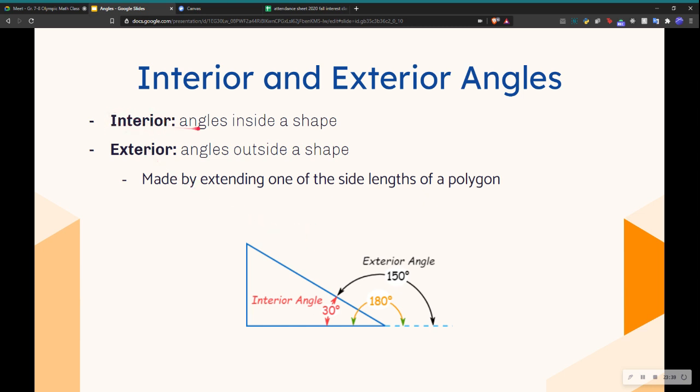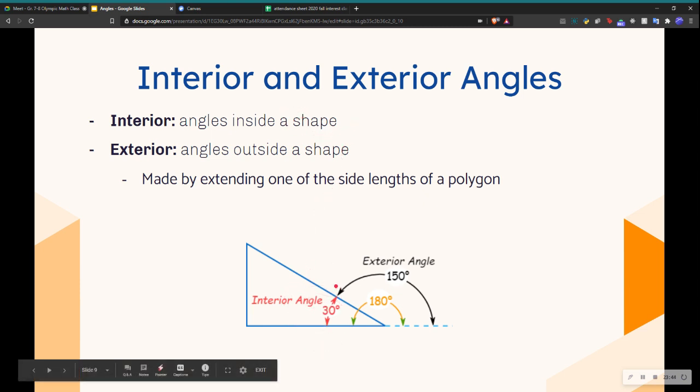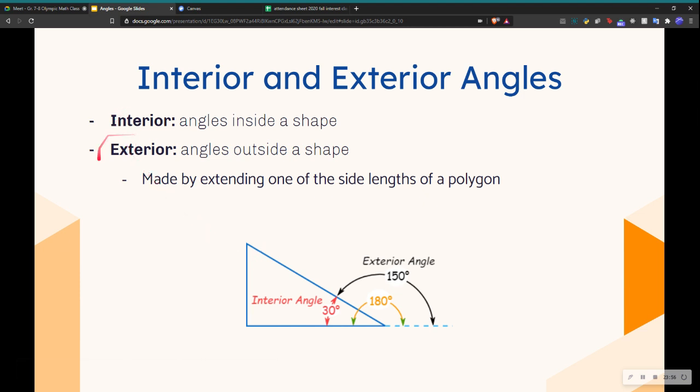So interior angles are angles that are inside a shape. If you look at the diagram below, you have this triangle, and the 30 degrees that's inside the triangle is called an interior angle. And then the angle over here, and the angle over here would also be interior angles.